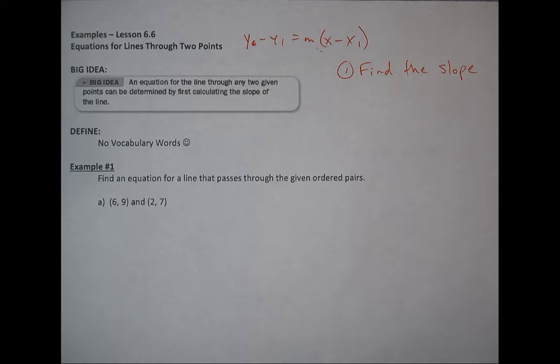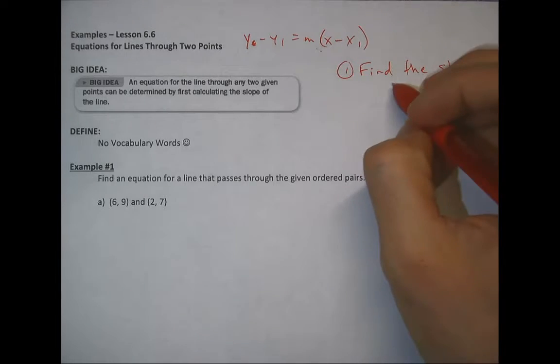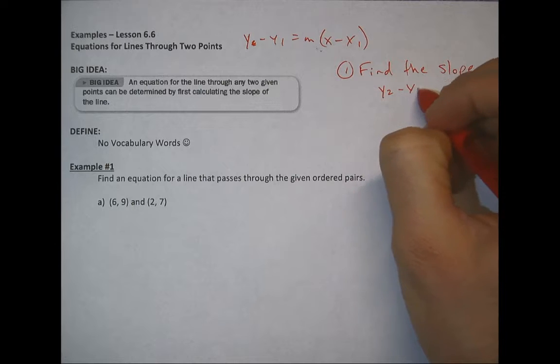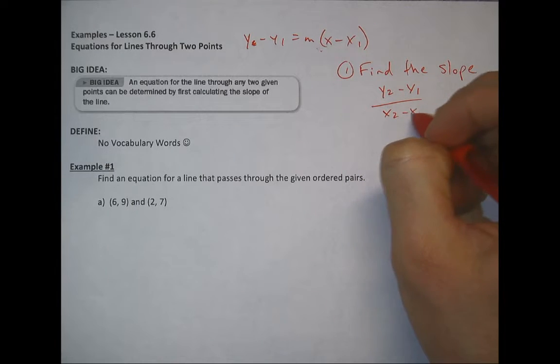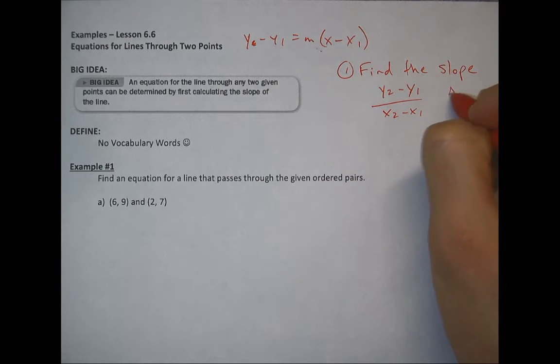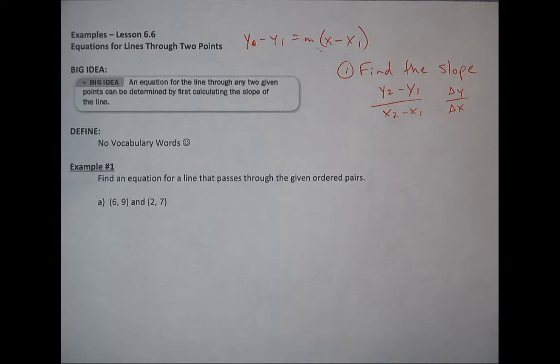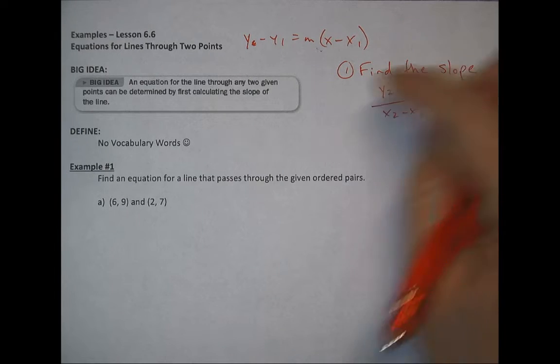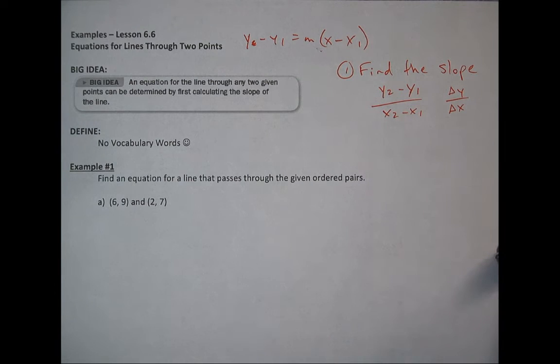And students always quickly forget what we've been doing. So when I say find the slope, you go, how do you do that? y2 minus y1 over x2 minus x1. Change in y, change in x. And everybody says, oh yeah. Okay, so if you have 2 points, you can very easily find the slope with this formula.